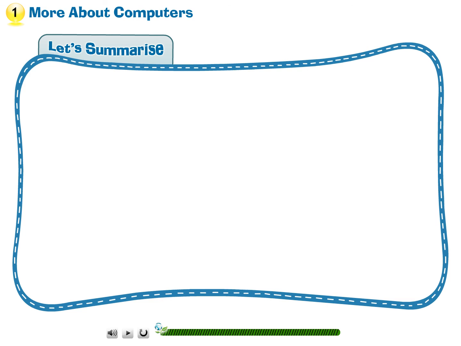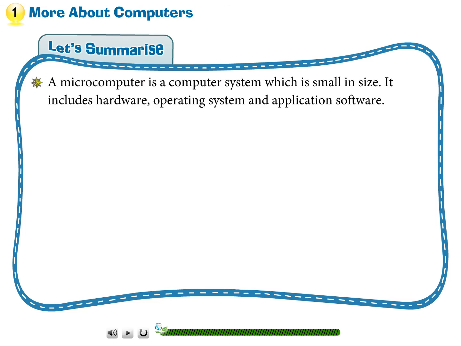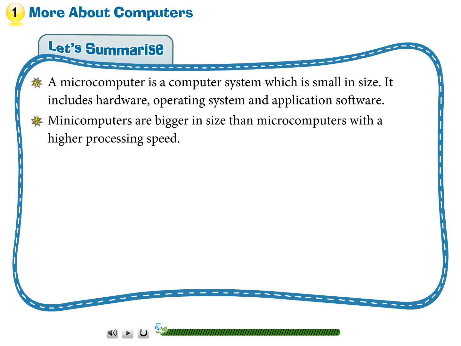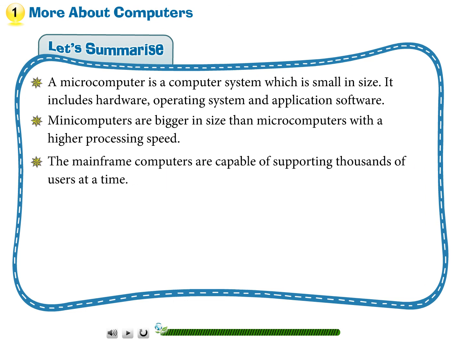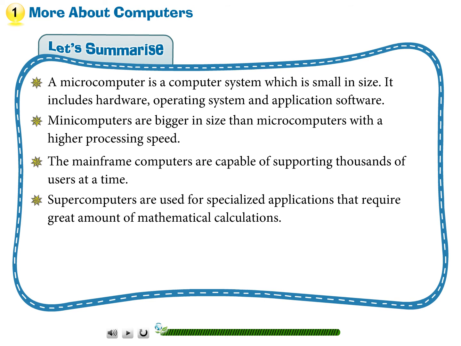Let's summarize. A microcomputer is a computer system which is small in size. It includes hardware, operating system, and application software. Mini-computers are bigger in size than microcomputers with a higher processing speed. The mainframe computers are capable of supporting thousands of users at a time. Supercomputers are used for specialized applications that require a great amount of mathematical calculations.